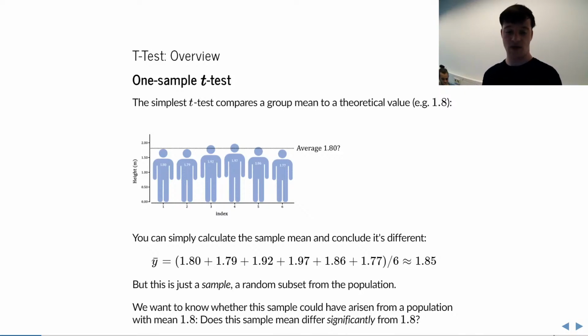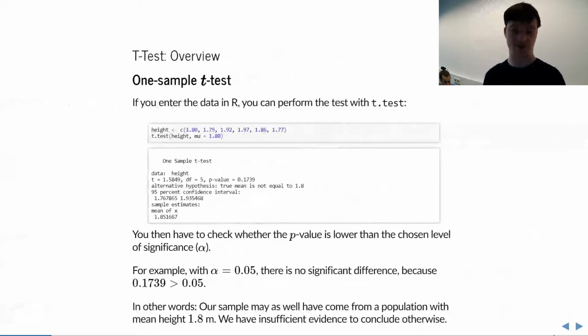So in this example, we have 6 males with an average height of 1.85, but again, every individual is different. Some are lower than 1.8, some are higher. So is this or is this not a significant difference from 1.8? Now, we need a little bit more information than just the mean to answer that question.